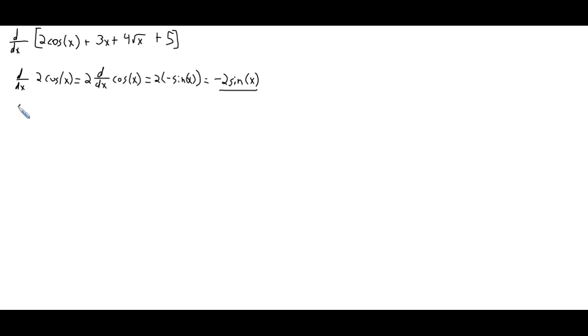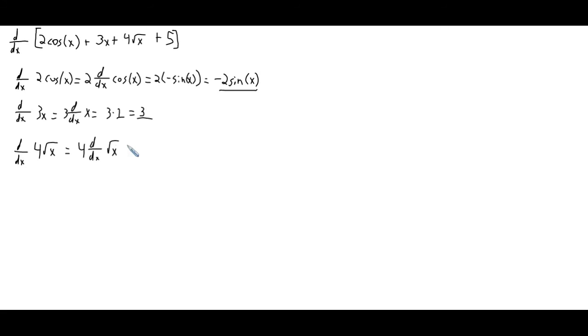The second piece, the derivative of 3x, we did, right? We can pull the 3 out, 3 times the derivative of x, so 3 times 1, that is just 3, right? So what about this next piece, the derivative of 4 times the square root of x? First, we know we can pull the 4 out, so 4 times the derivative of the square root of x. Now we don't have a square root property, right? We don't know what that is. So how can we use what we know to solve this problem, right?